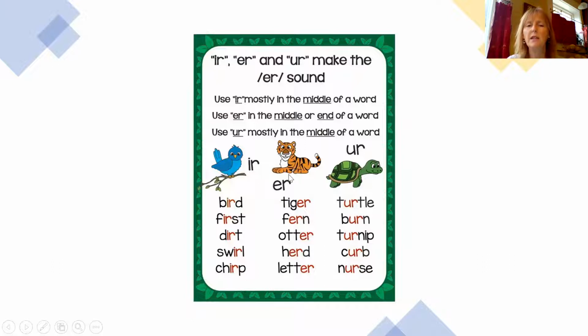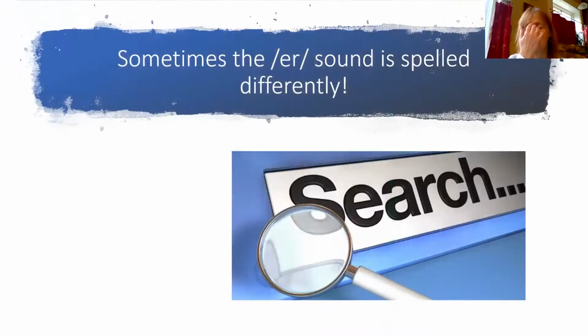But if we go here to the ER under the tiger, we have tiger, fern, otter, herd, and letter. You can see that in tiger, otter, and letter, the sound is at the end, and in fern and herd, it's in the middle. There are also some unusual ways to spell the sound. Sometimes we are going to spell it OR, like in worse. You can still hear that sound, but surprisingly, we're going to spell it with an O.